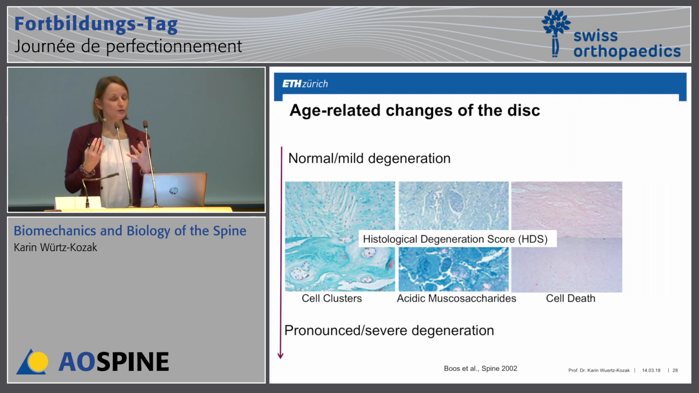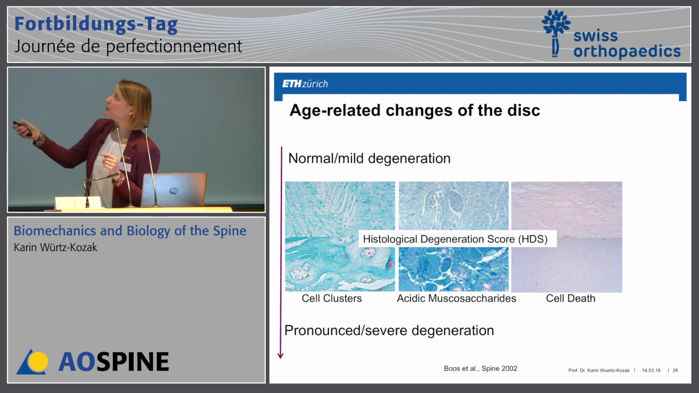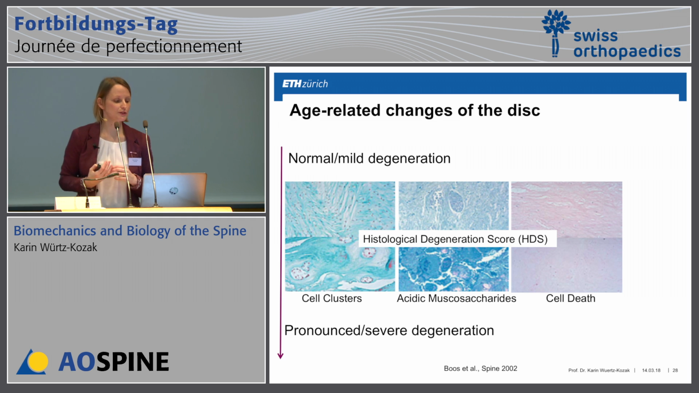This would be cell clusters. Probably what the tissue or the cell does is they want to counteract the degeneration process and try to make more cells. The only problem is that these are not really functional, but you do see these nonfunctional clusters then. You also have mucopolysaccharides that deposit, which are stainable, so you will see these quite easily, and also cell death happening with more degeneration. And all of that you can put together and then create a score of how severely degenerated the intervertebral disc tissue is.